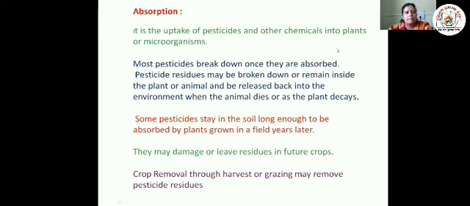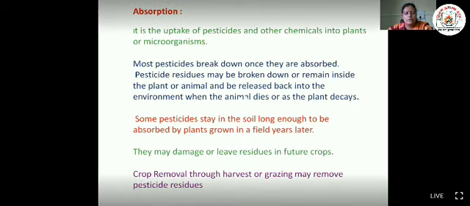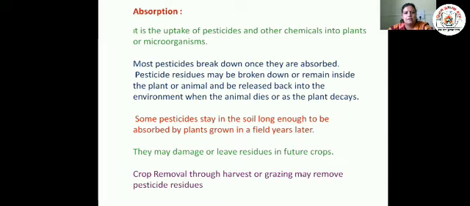Absorption. It is the uptake of pesticides and other chemicals into the plants or the microorganisms. Most of the pesticides break down once they get absorbed. The pesticide residues may be broken down or remain inside the plant or animal and be released back into the environment when the animal dies or the plant dies. Some pesticides stay in soil long enough to be absorbed by plants grown in a field years later. They may damage or leave pesticide residues for future crops. Crop removal through harvest or grazing may remove the pesticide residues.